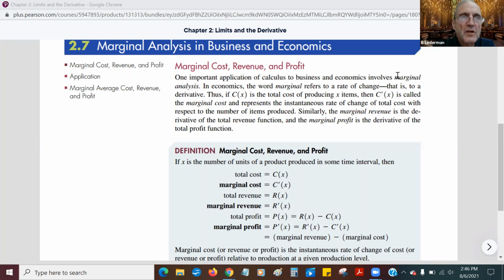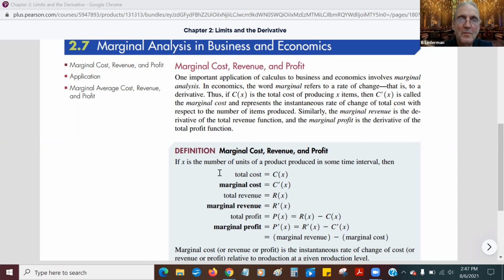Hi, everybody. This video is going to be on section 2.7, marginal analysis in business and economics. And we have marginal cost, revenue, profit, a whole bunch of definitions. So let's just start right now. Looking here at these definitions, marginal cost, revenue, and profit.